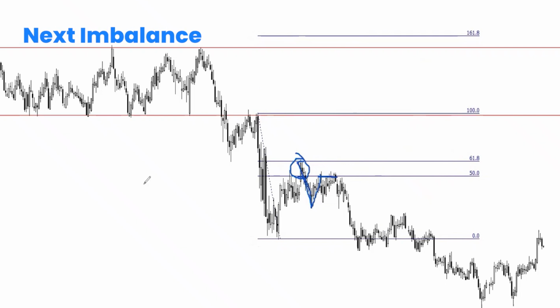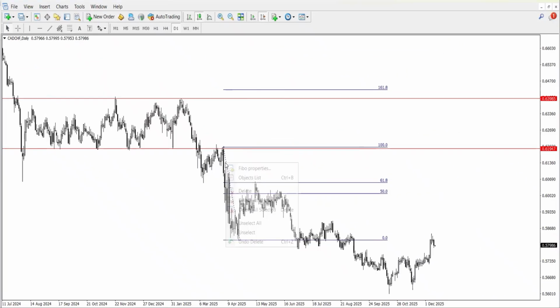So where's our next imbalance area? From here down to here, where the buyers came back in, pushed it back up. Is that 50% of this run? Let's have a look. We'll just get rid of this Fibo, put a new one on.